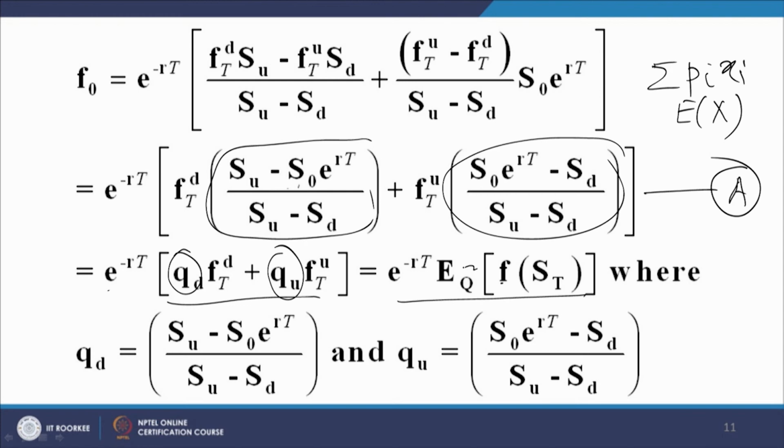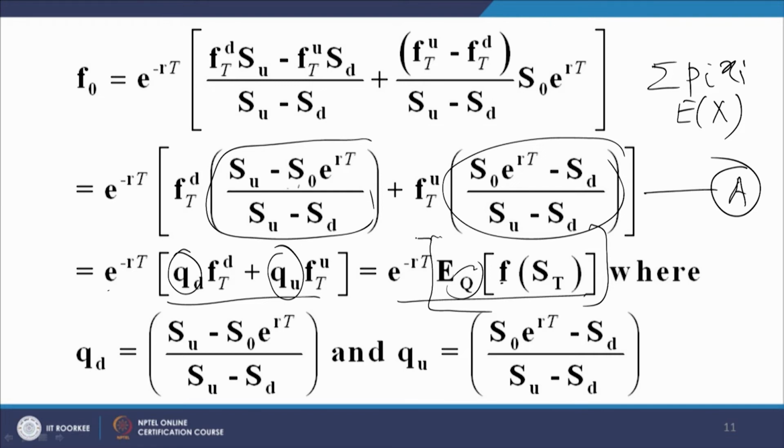But what does this q represent? Q is a measure of probability. It is a special type of probability. Its significance will be clear to you very soon, but for the moment it is a type of probability. We will come back to it in a minute. So, this expression is nothing but the expected value using a certain type of probability measure.